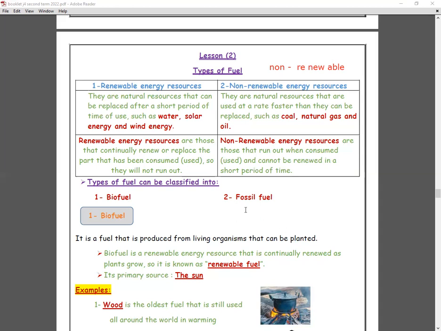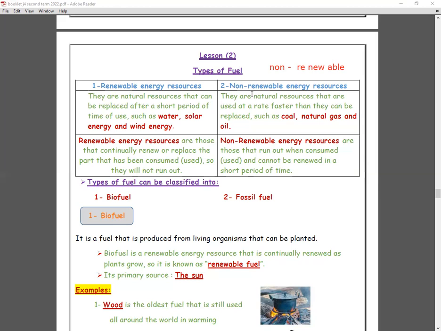Okay. But non-renewable means they are natural resources that are used at a rate faster than they can be replaced. Rate here means, junior, the duration or the time that we need to use the non-renewable energies will be faster than the time that we need to replace them, like coal, natural gas, and oil. We use them very fast. But if we need to replace them, we need millions of years. So non-renewable energy resources are those that run out when consumed and cannot be renewed in a short period of time for the second time.